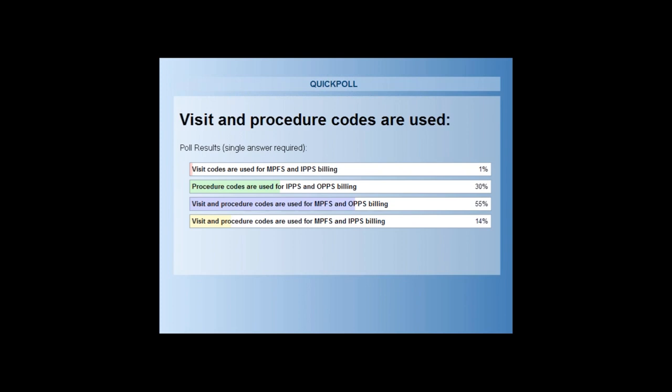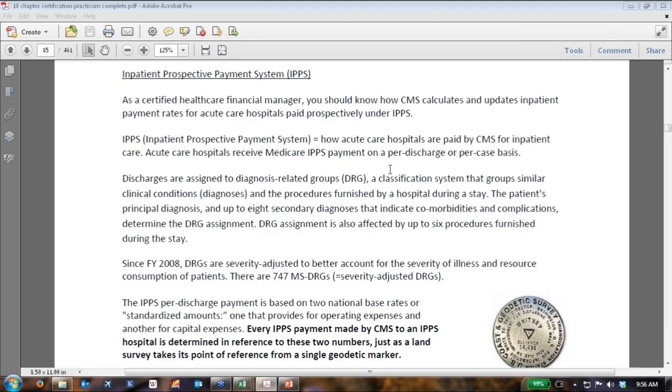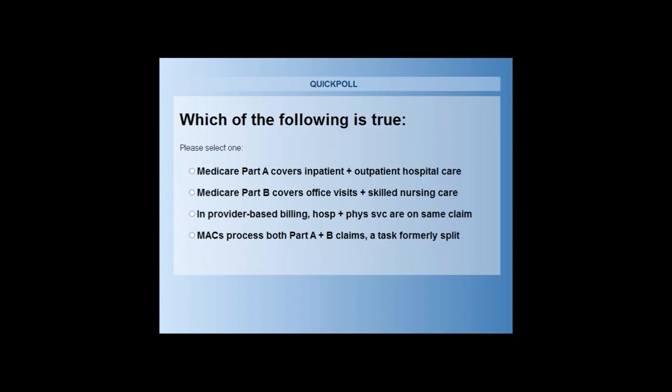So those are systems that are used for MPFS and OPPS billing, and that is the right answer. Okay, let's keep going. Question number three. This is something we haven't talked about. I'm testing your existing knowledge of Medicare here.